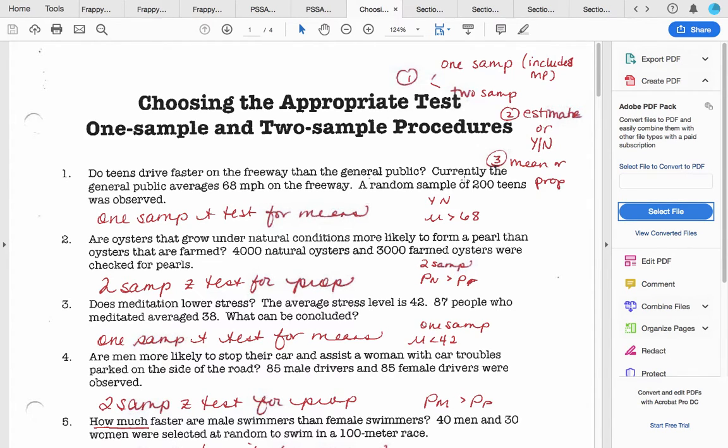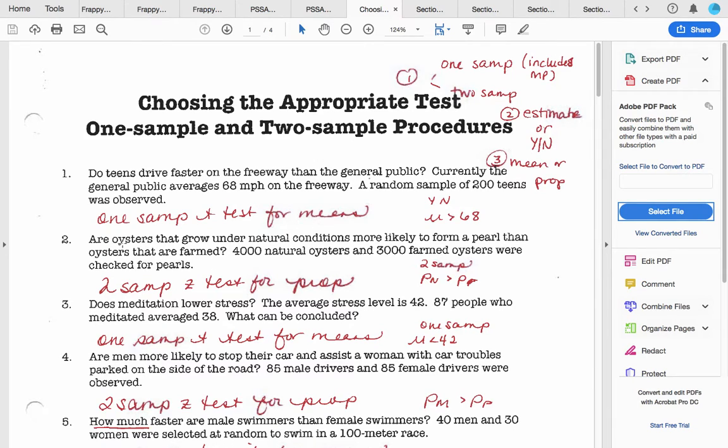So this one: do teens drive faster on the freeway than the general public? Currently, the general public averages 68 miles per hour on the freeway. A random sample of 200 teens was observed. So they only talked to one sample. They want to know if it's faster, so yes or no, so that's a test. They're talking about an average here, and they don't give me the population standard deviation, so it's just a one sample t-test for means.